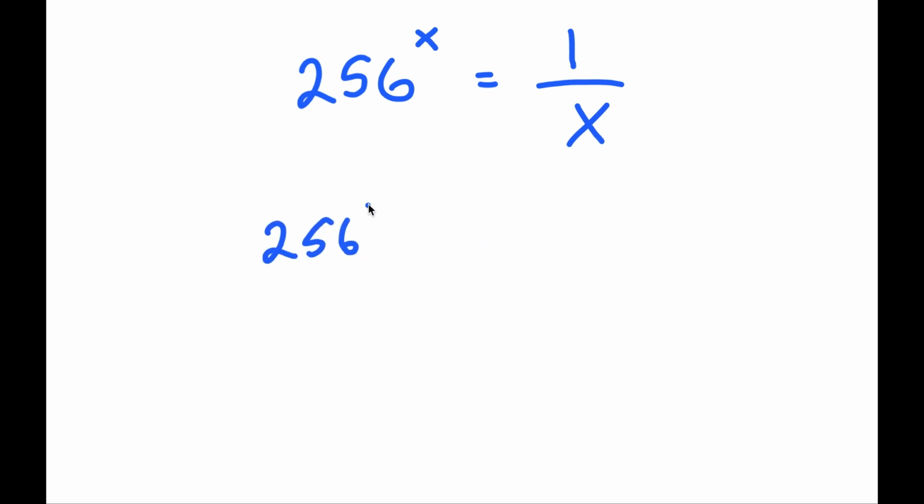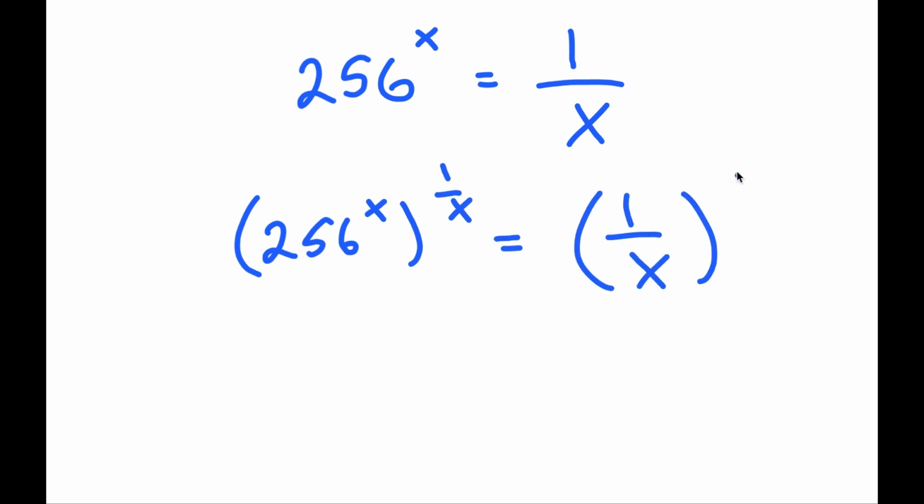Alright, so in this video, I'm going to solve the equation 256 to the power of x is equal to 1 over x. So to solve this, I'm going to start off by taking the power of 1 over x on both sides. So I get 256 to the power of x to the power of 1 over x is equal to 1 over x to the power of 1 over x.